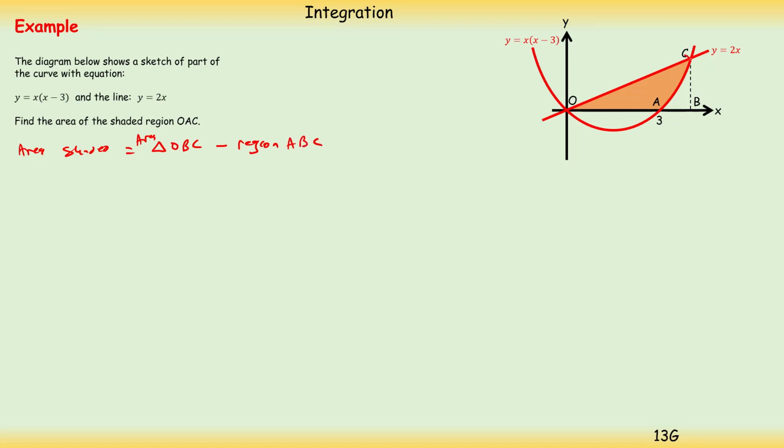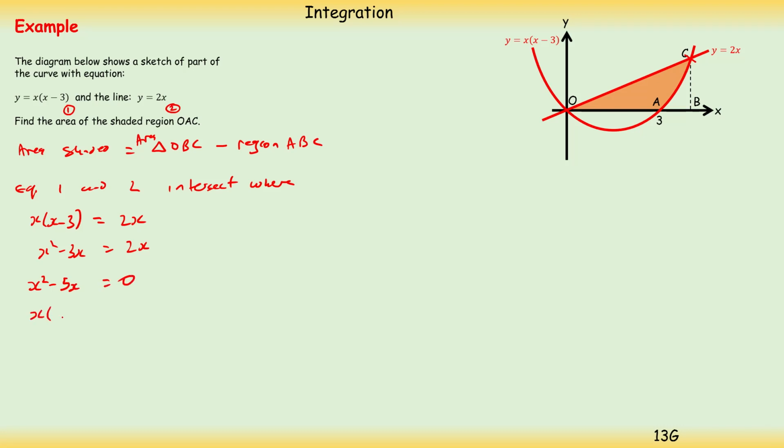In order to do that, I need to find the coordinates of C first, where they intersect. So I've got my two equations again, equation 1, equation 2. So we say equation 1 and 2 intersect where x times x minus 3 is equal to 2x. So we equate and solve. x squared minus 3x is equal to 2x. Subtracting 2x from both sides leaves me with x squared minus 5x is equal to 0. Factorizing and solving, x times x minus 5 equals 0. So either x is equal to 0 or x is equal to 5.